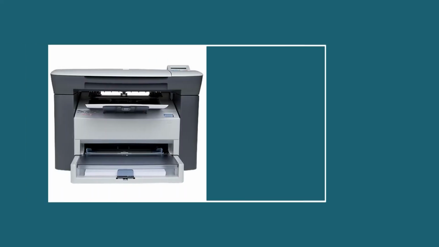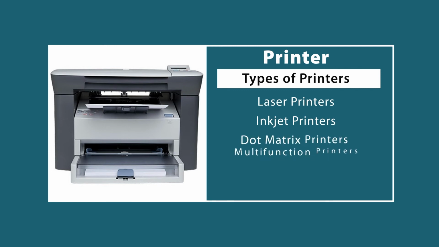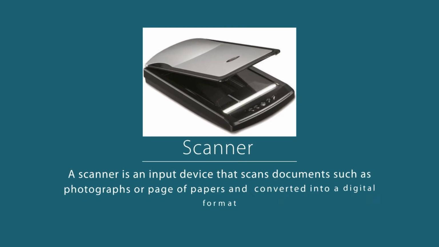The printer is used for printing documents, and there are different types of printers like laser printers, inkjet printers, and dot matrix printers. Multifunction printers are now also available, with some scanning capabilities as well. You can scan a document as well as use that device for printing. Nowadays 3D printers are also available to take output in 3D form. A scanner is also a device used for scanning documents, which may be a text page or photographs, and it converts them into a digital format.